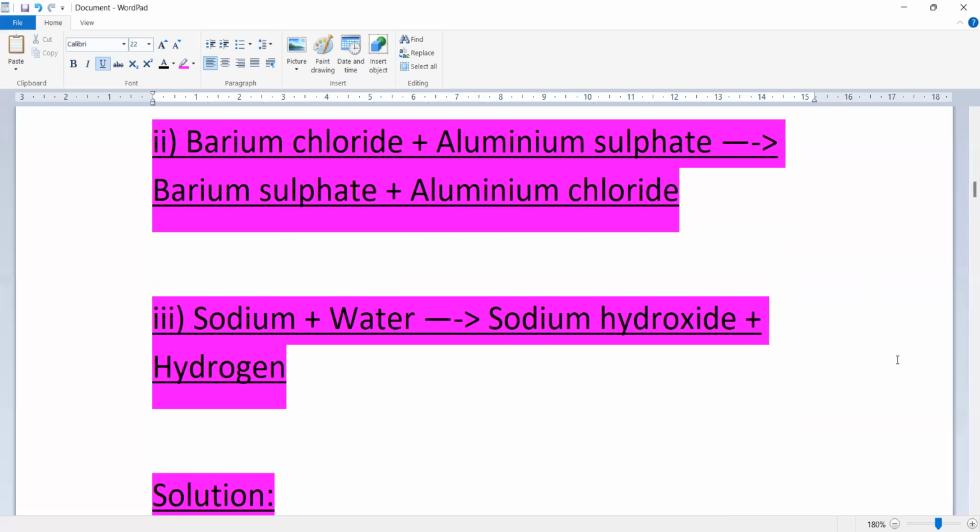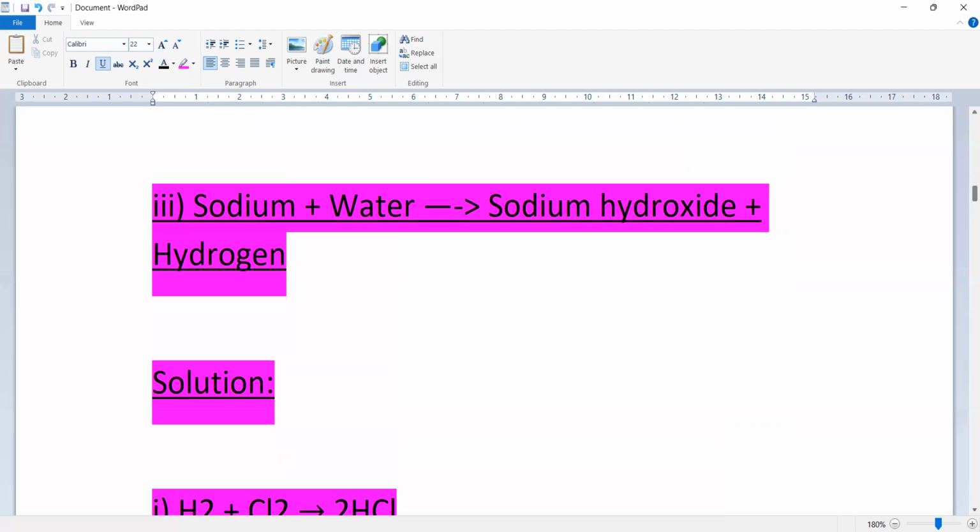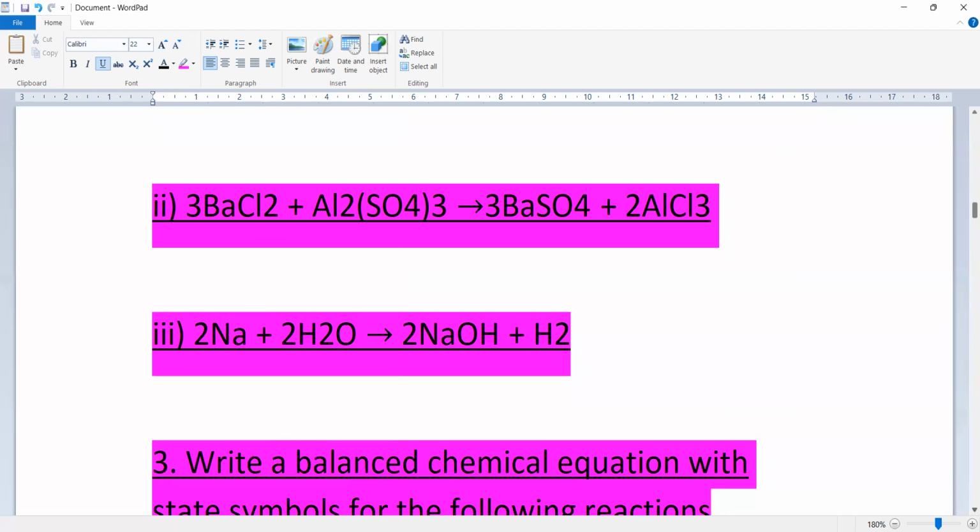Next, sodium plus water gives sodium hydroxide plus hydrogen. Na plus H2O gives NaOH plus hydrogen gas H2. Here, on the product side H is 3 times. To balance this, we balance using an even number, therefore write 2 here, so H becomes 4. And here write 2, so H becomes 4. And Na becomes 2, so write 2. And the reaction is balanced.